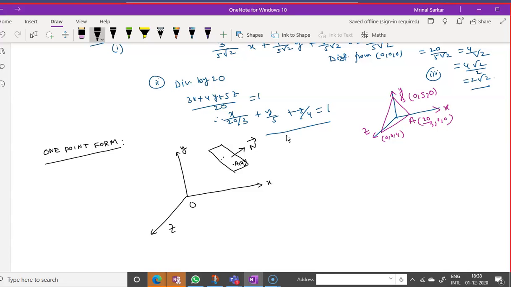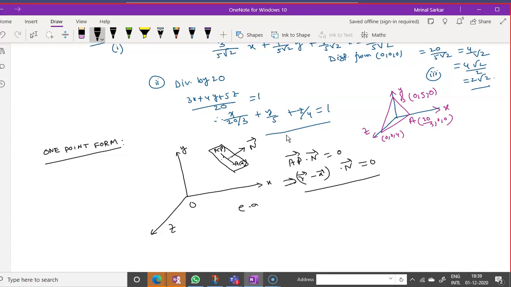You will always take an arbitrary point P, because there is a variable quantity, that is the point on the plane which has infinitely many values. Once you join these two, AP is perpendicular to the normal. It means AP dot n equal to 0. AP means the position vector of P minus the position vector of A. This is the equation of the plane which passes through a point and whose normal is given.